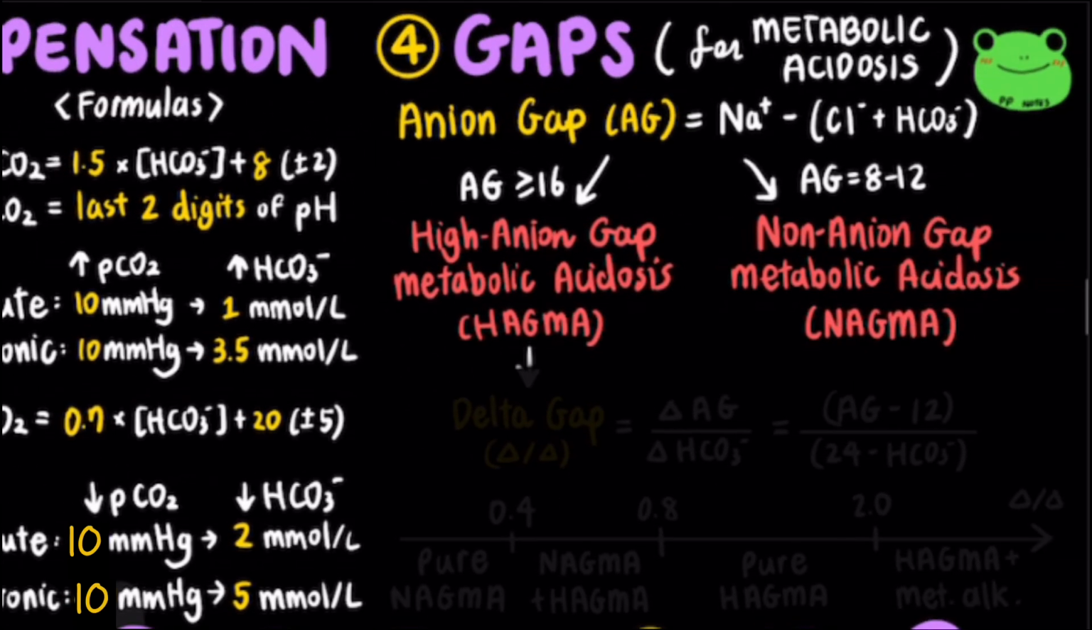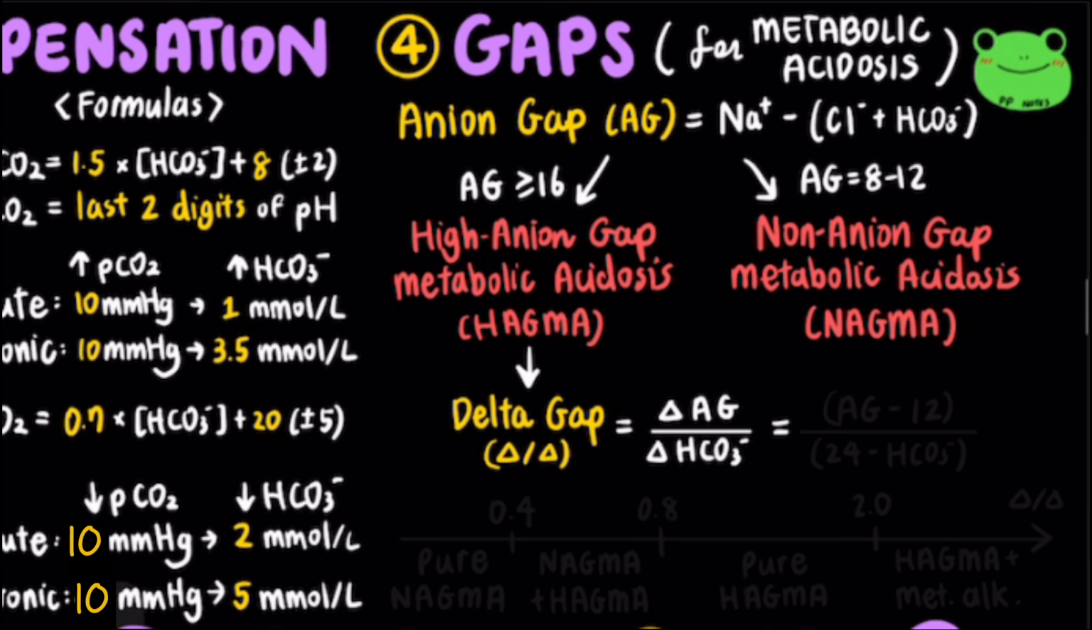gap to check whether there's a second acid-base disorder happening at the same time. The delta gap is calculated as delta AG divided by delta bicarbonate, which means measured anion gap minus 12, divided by 24 minus the measured bicarbonate.